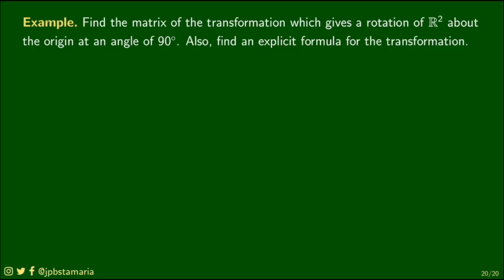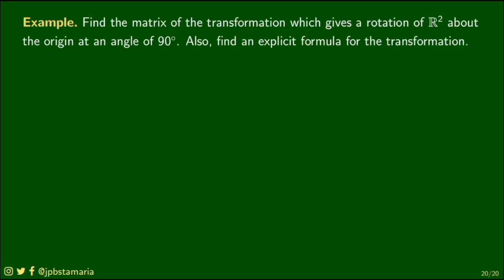So here, you're going to find the matrix of the transformation, which gives a rotation of R2, the Cartesian plane, about the origin. So the center of the rotation is the origin, and the angle of rotation is 90 degrees. Also, find an explicit formula for such a transformation. So this time, we want to get a matrix for a transformation that is described in words as a rotation in R2 about the origin at an angle of 90 degrees.